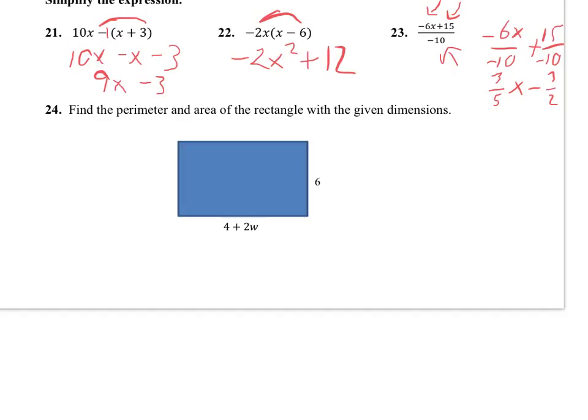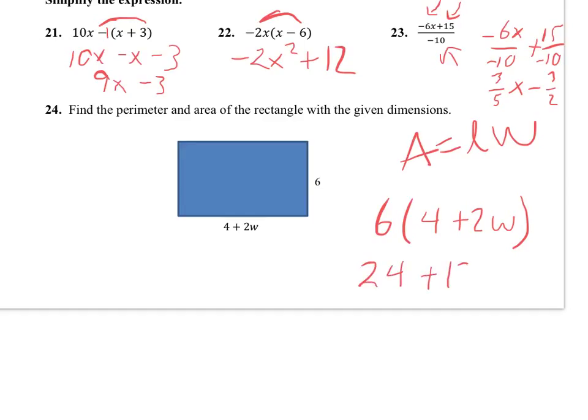Okay, so now number 24. All right, perimeter and area. Well, we'll do the area first. Area is equal to length times width, so I need to go 6 times 4 plus 2w, like that. So I should end up with 24 plus 12w.